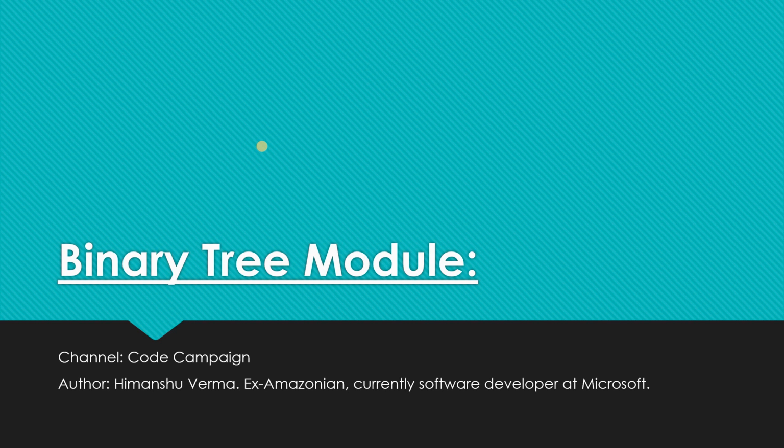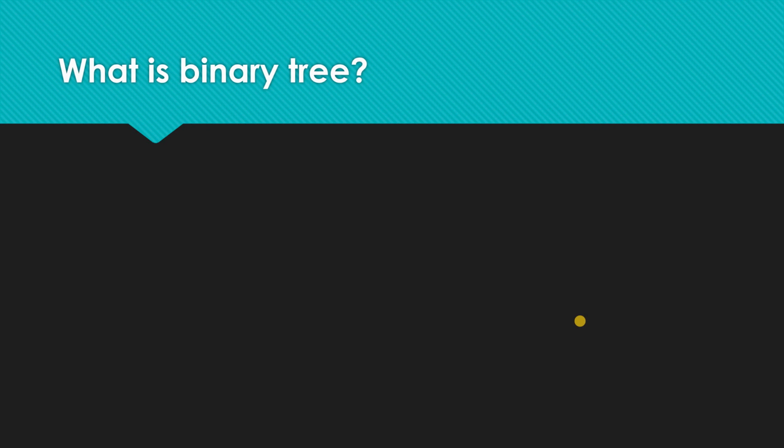Hello guys. Today I'm going to start a new module which is binary tree. So what is a binary tree? A binary tree is a data structure which contains 0, 1 or 2 children. Okay. So suppose this is our tree, which contains some value.